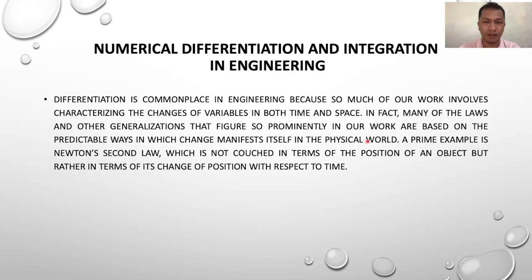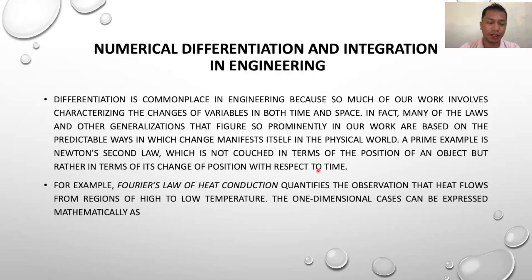A prime example is Newton's second law, which is not couched in terms of the position of an object, but rather in terms of its change of position with respect to time. Aside from such temporal examples, numerous laws governing spatial behaviors of variables are expressed in terms of derivatives. Among the most common of these are the laws involving potentials and gradients. For example, Fourier's law of heat conduction quantifies the observation that heat flows from high to low temperature.